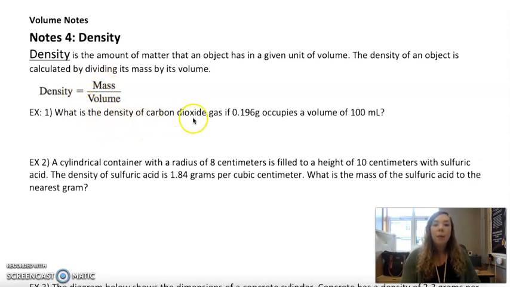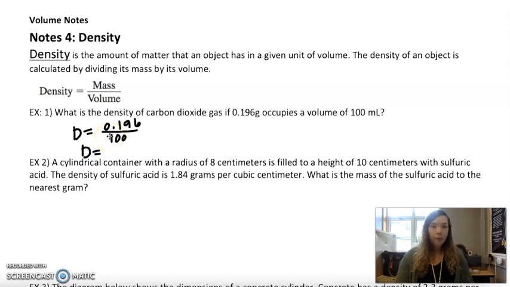What is the density of carbon dioxide gas if its mass is 196 thousandths of a gram and occupies a volume of 100 milliliters? So we don't know density. They gave us the mass and the volume, so we just simply need to divide those. That's really just going to add 2 zeros in here. Grams per milliliter. Okay, so you take your units divided too. So this would be grams per milliliter.